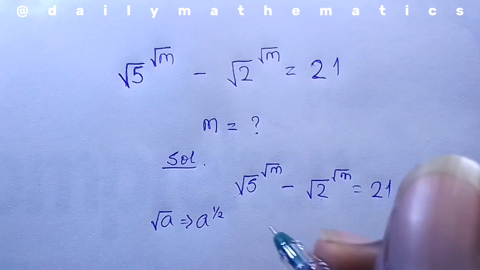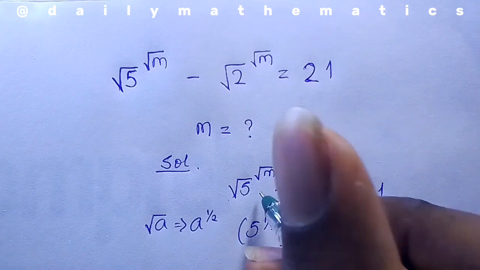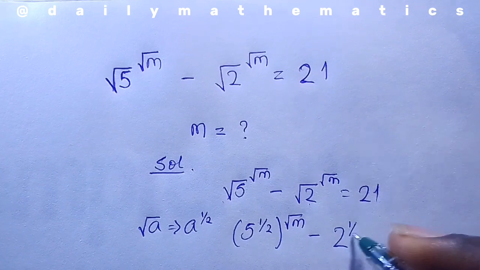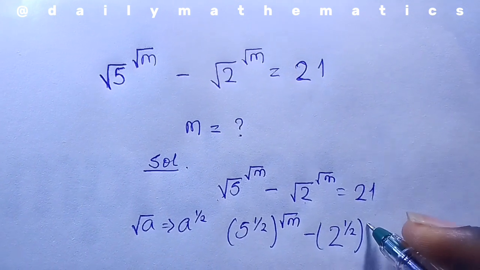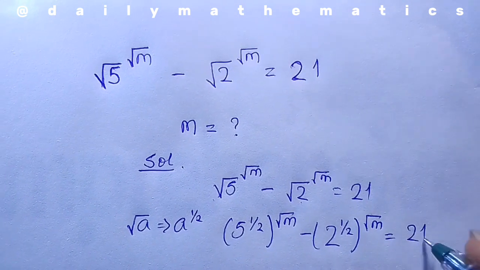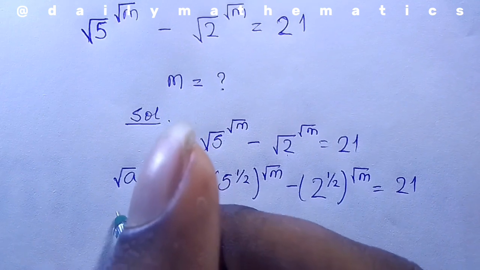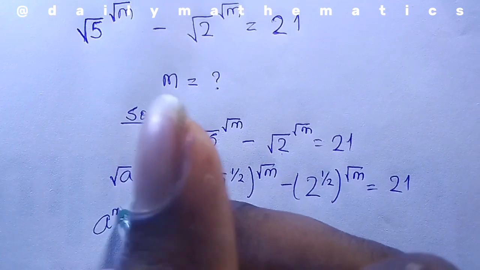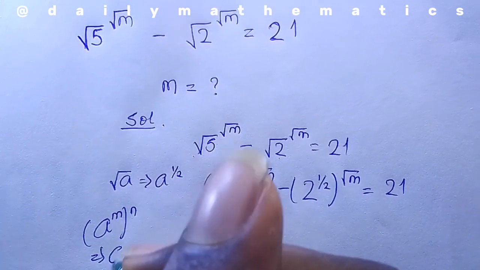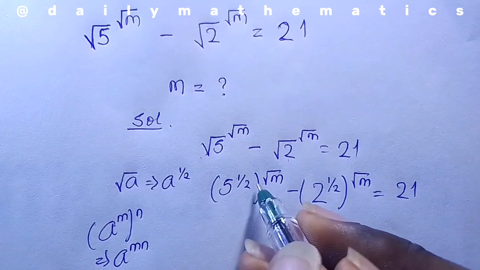We have square root of 5, that will become 5 raised to the power of 1 over 2, and we have it raised to the power of root m, minus 2 raised to the power of 1 over 2 raised to the power of root m, equal to 21. Remember another law: when we have a raised to the power of m raised to the power of n, it gives us a raised to the power of mn, meaning we are multiplying the powers. So that's what we're going to do here.